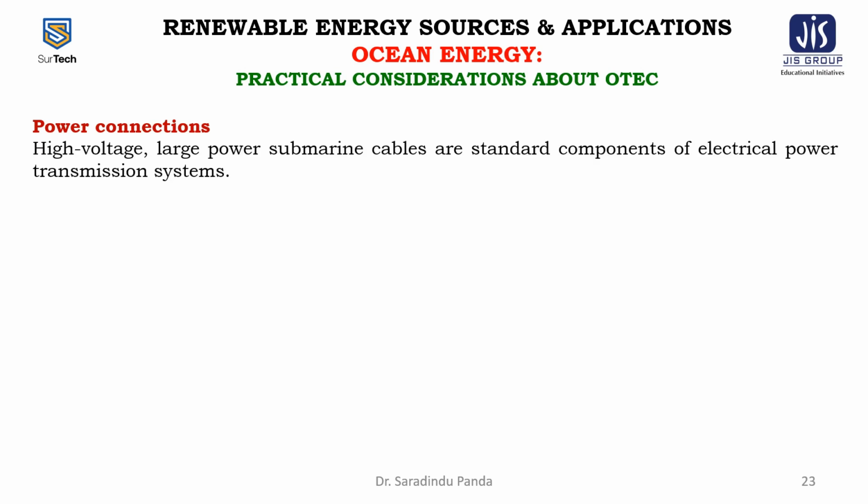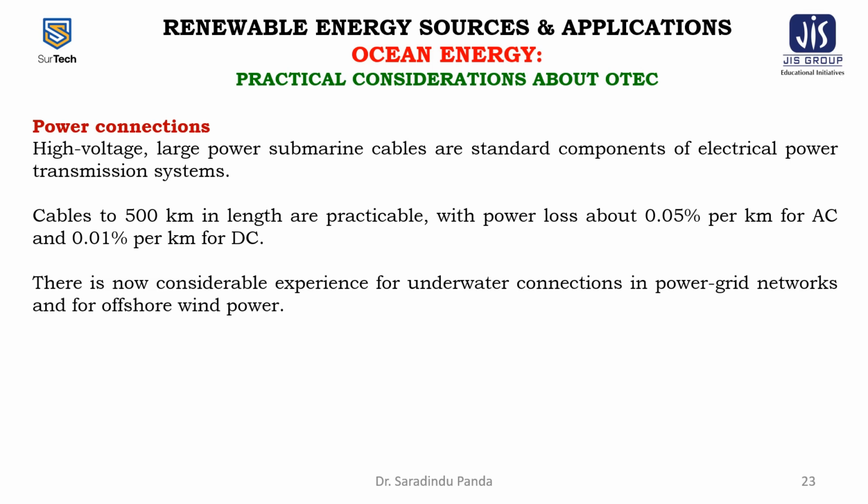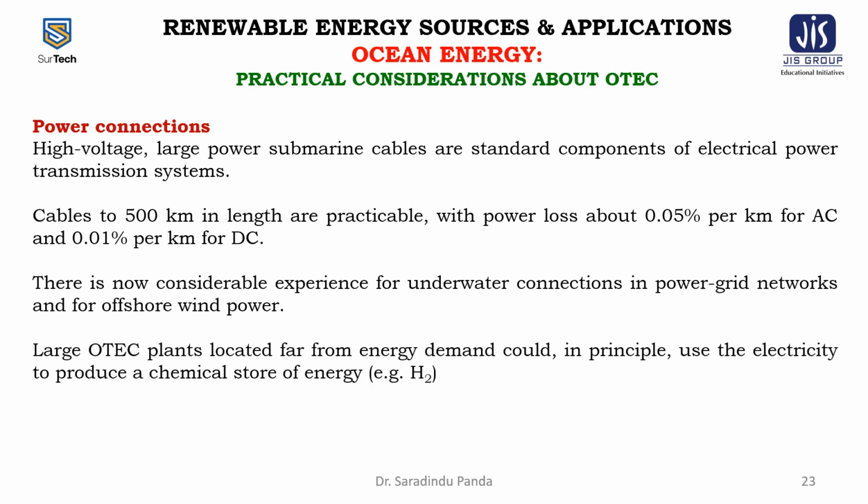The power connections. High voltage, large power submarine cables are standard components of the electrical power transmission system. Cables up to 500 km in length are practical, with power loss of about 0.05% per kilometer for AC and 0.01% per kilometer for DC. There is now considerable experience with underwater connections in power grid networks and for offshore wind power. Large OTEC plants located far from the energy demand could in principle use the electricity to produce a chemical store of energy.